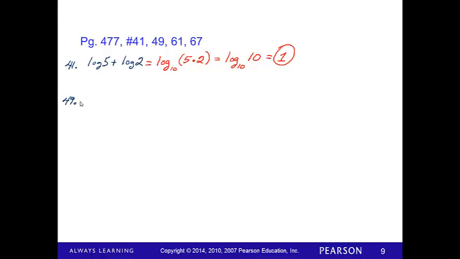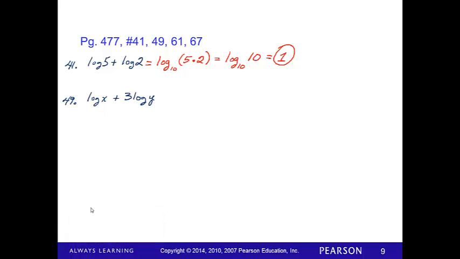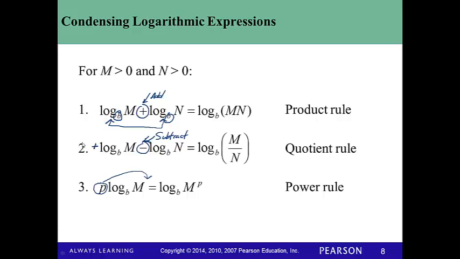Okay, number 49. We have the log of x plus 3 times the log of y. And again, we need to condense. So when you're condensing, before you can do the properties that we learned, let me go back. Before you can do properties 1 and 2, the coefficient in front of each log has to be a 1.